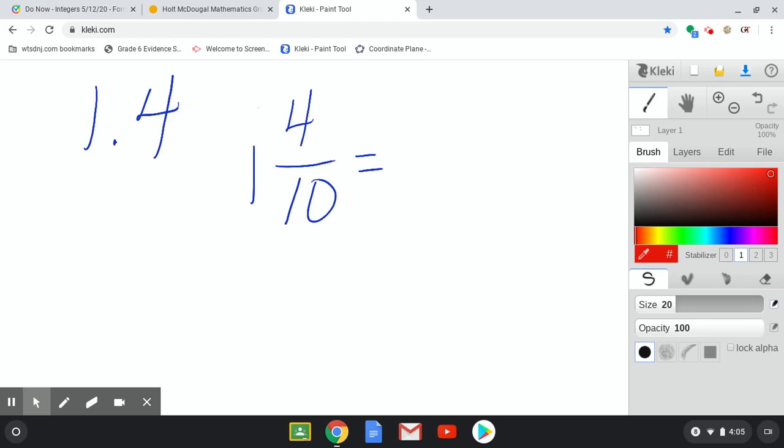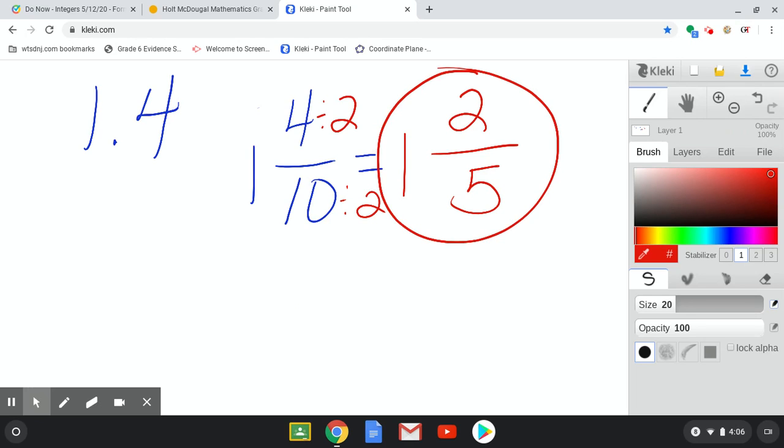Don't forget to carry over the whole number. That's one very common mistake students make. They simplify the 4/10 and then their final answer, they forget to carry that 1 over. All right. So 4 and 10, those are both even. So I know I can divide by 2. 4 divided by 2 is 2. 10 divided by 2 is 5. And it just so happens I cannot simplify any further. So 1 and 2/5 is my final answer.